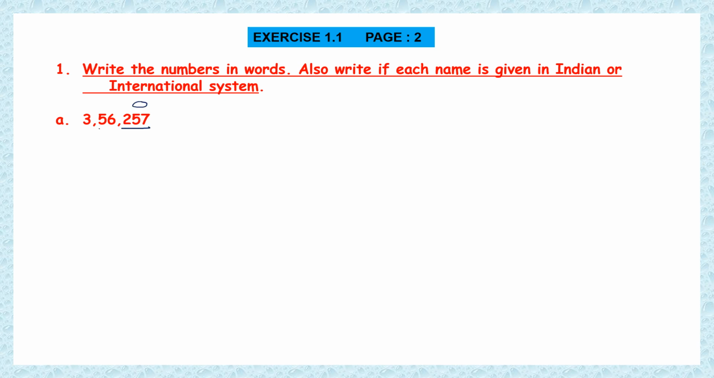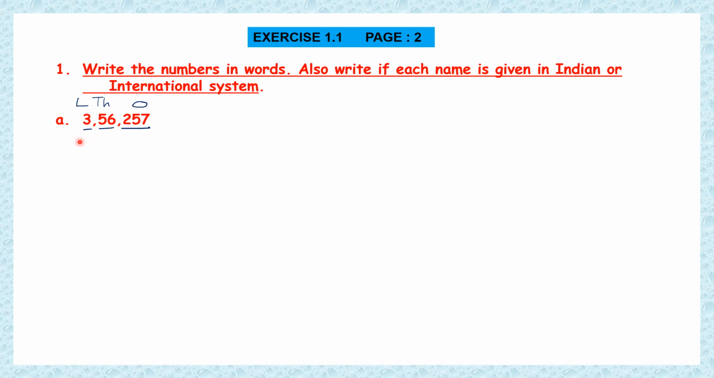Then we have thousands and 10,000s. This will be the thousands period. And we have this digit which is in the lakhs period. So if it is the Indian system, you will have 3 periods separated by commas. So here you can see this one period here, the ones period. Then we have the thousands period and we have the lakhs period. That means this is the Indian system.